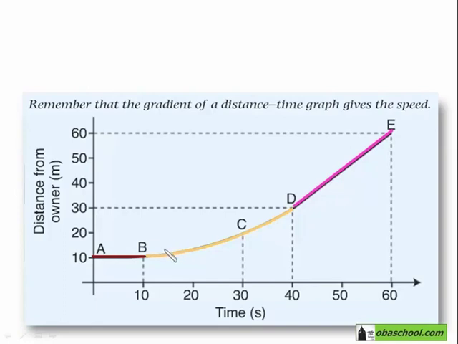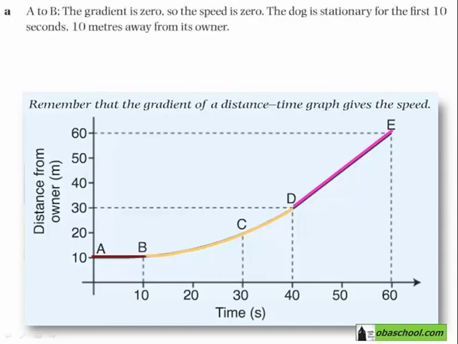So for the first part of the graph, from point A to point B, we got a horizontal line. The straight line means that the gradient is equal to 0. The gradient is 0, so the speed is 0. Therefore, the dog is in a stationary position for the first 10 seconds, which means that the dog for the first 10 seconds is still not moving. It is 10 meters away from its owner.